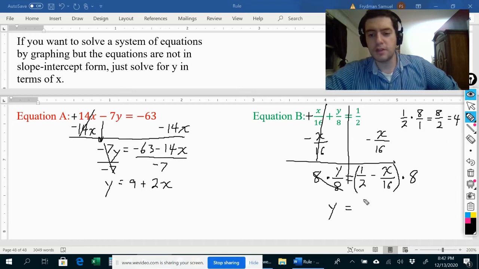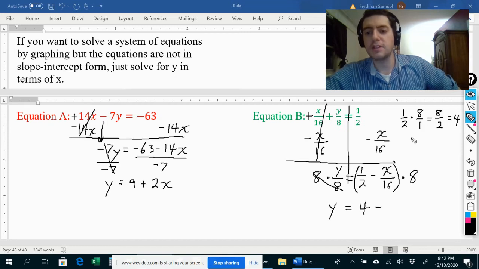So this times this is going to give me 4. And then I have a positive times, I can treat that like a negative. So positive times negative is negative. I'll put a minus sign here. Okay, and then 8 times x over 16. Let's see. X over 16 times 8, we can put the 8 over 1. So over here we get x times 8 is just 8x. And over here we get 16.